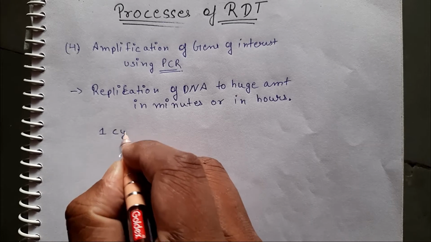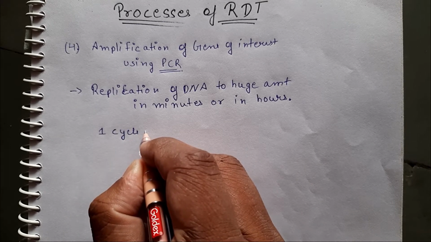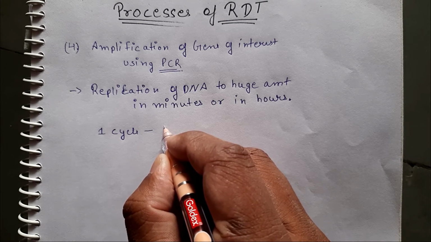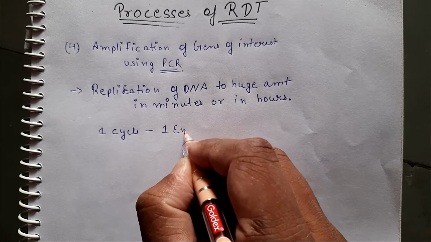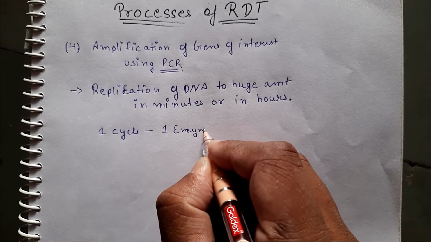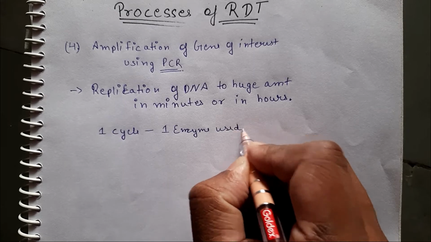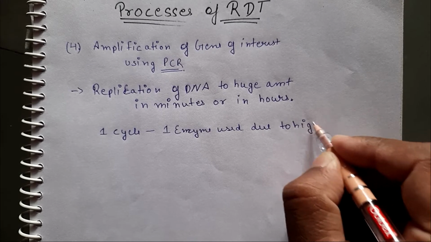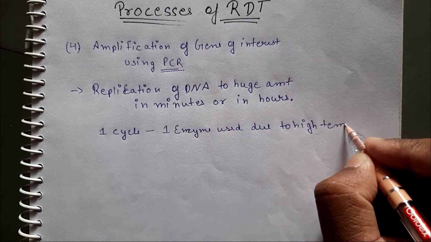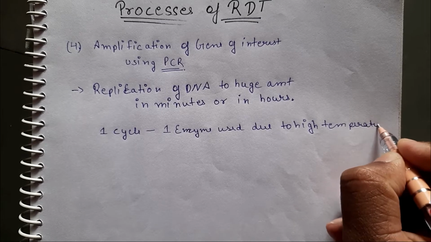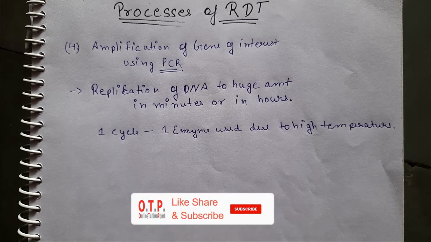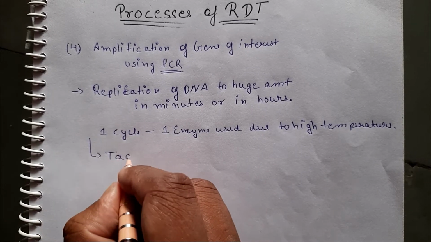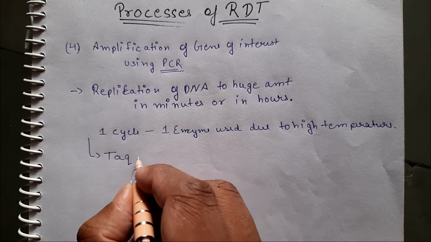PCR was discovered in the 1970s. During that time, DNA polymerase was required for every cycle in PCR, because PCR requires high temperature and the DNA polymerase always denatured. So in every new cycle, new DNA polymerase was required, so the process became tedious and error-prone. So now we are going to study all the components of PCR which are currently used nowadays.